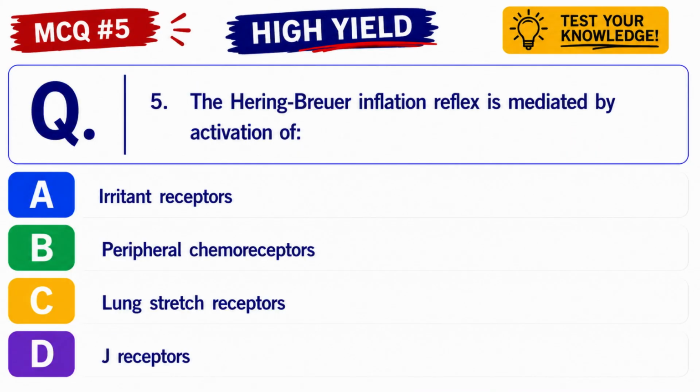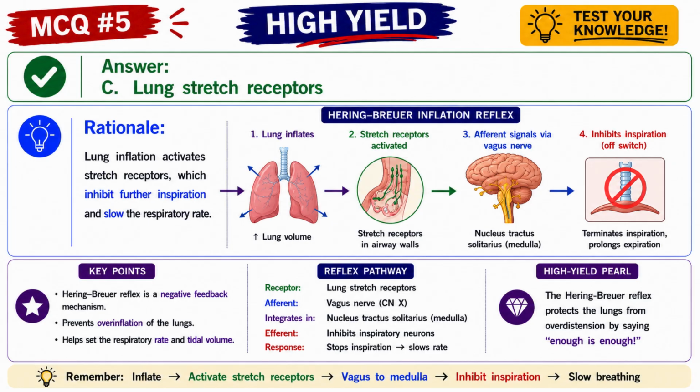Question 5. The Herring-Breuer inflation reflex is mediated by activation of A. Irritant receptors, B. Peripheral chemoreceptors, C. Lung stretch receptors, D. J receptors. The answer is C. Lung stretch receptors.